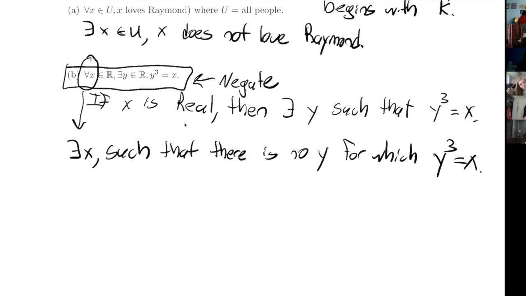So in some sense, when we negated this conditional statement, though we haven't stated it in those plain terms, we are dealing with a conjunction. We need two things to be true: there is no Y, and Y cubed is not equal to X. So I think the big takeaway here is that when we negate these quantifiers, we get the other quantifier back in the negation.